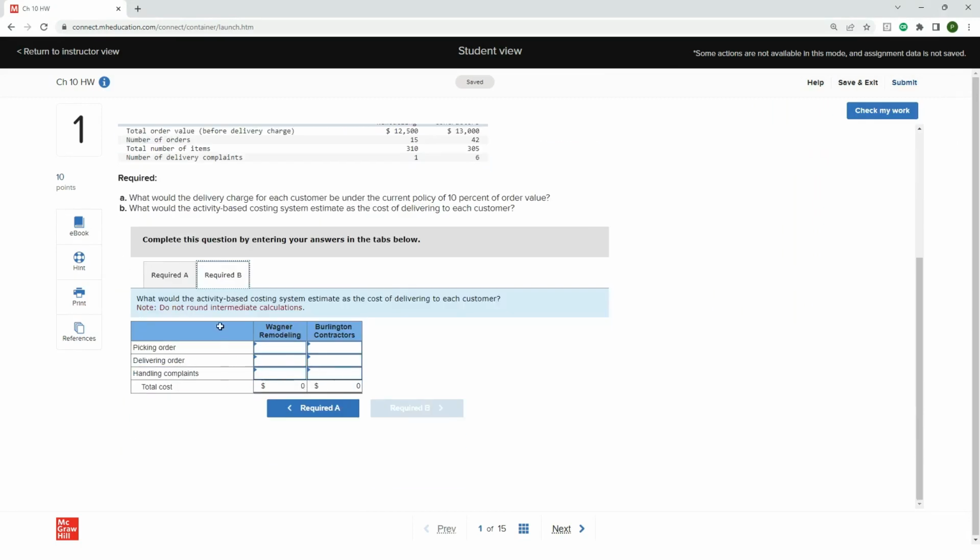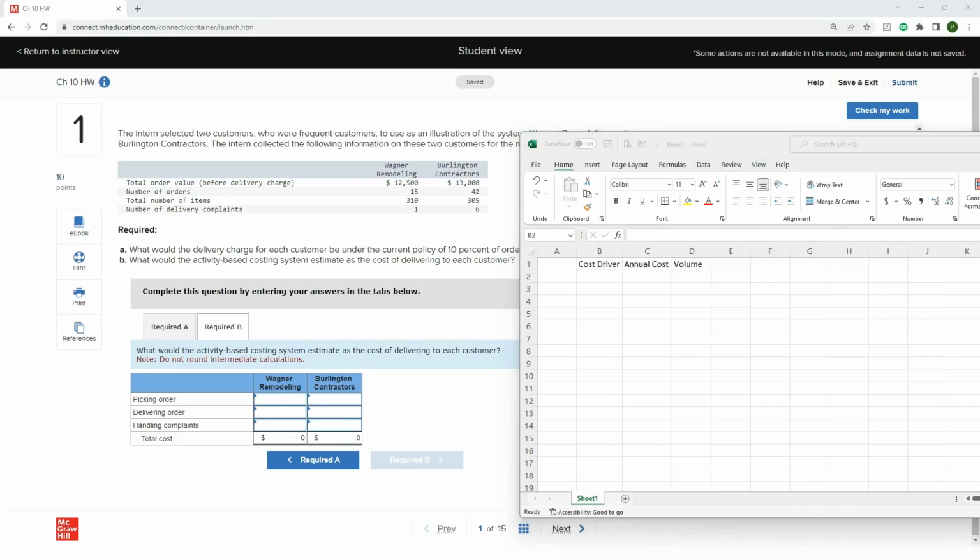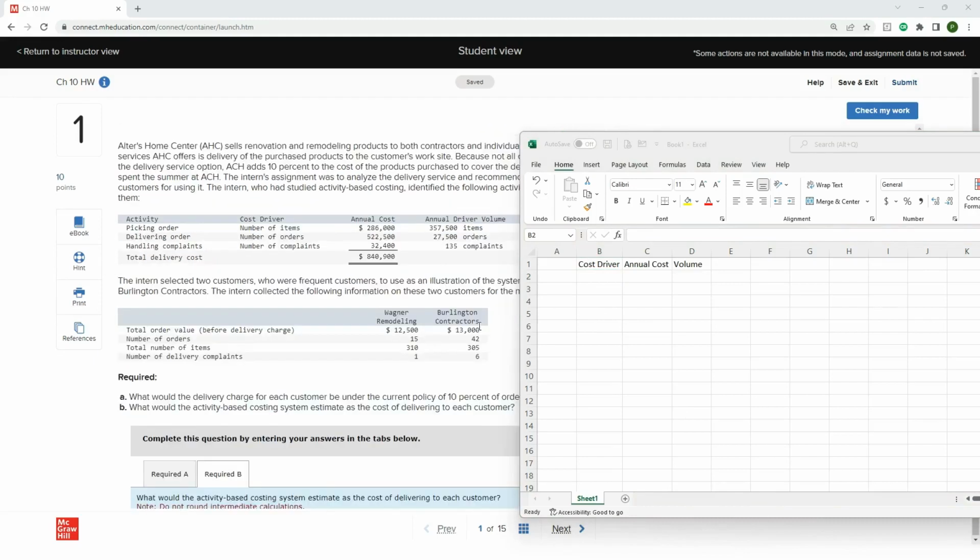For part B, it says what would the activity-based costing system estimate as the cost of delivering to each customer. So for this one, we need to calculate the rates for each cost driver. So we can take the fact pattern that they give us. The cost drivers are going to be the number of items, the number of orders, and the number of complaints. And then it gives us the annual cost for each one, and then the annual driver volume. And so we're just going to take the total cost for each one, divide it by the volume to get the rate. So I entered the information from the fact pattern.